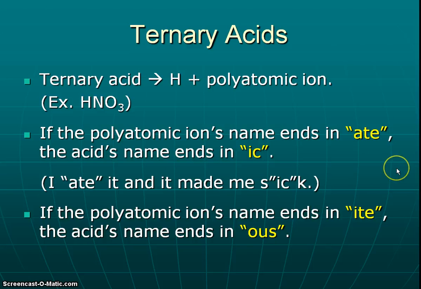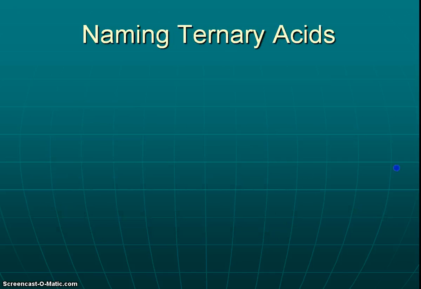If the polyatomic ion's name ends in ite, like sulfite or nitrite, you're going to change it to OUS and you pronounce it us. And you can say the sentence, chemistry unites us, and that'll put ite with us in your head. So let's try a few of those.